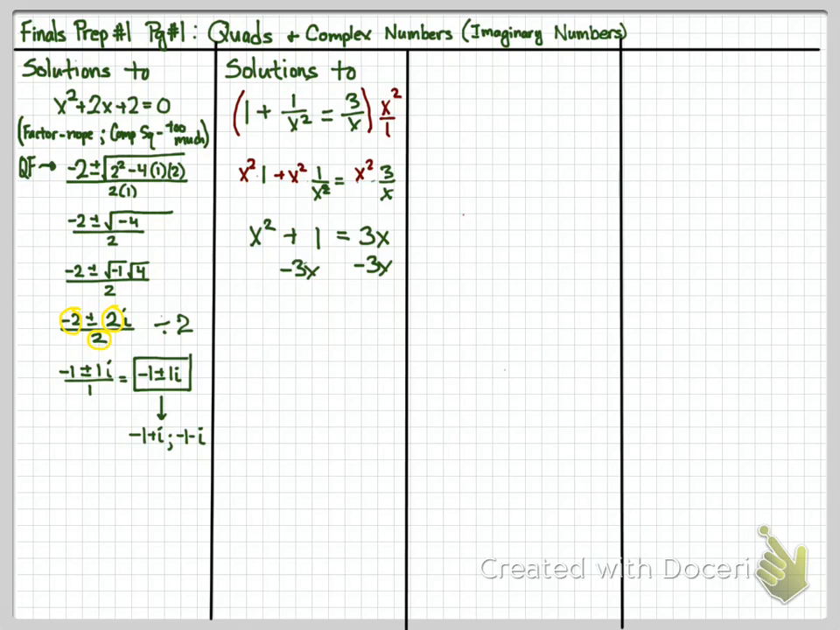Now you move the 3x over by subtracting it, and boom, you got a normal standard form of quadratic equation. Still can't factor that, so you use the quadratic formula, and I'll let you take that one from there. That's just like the first question.